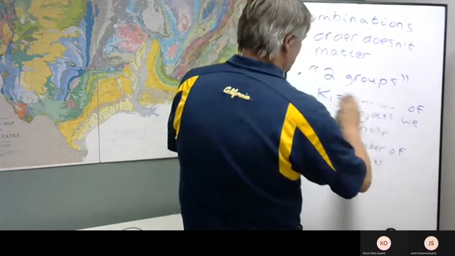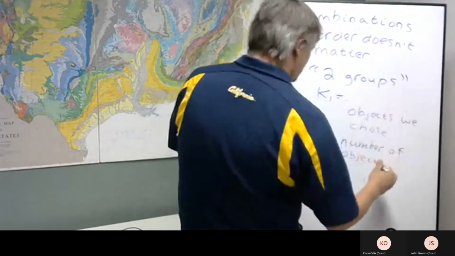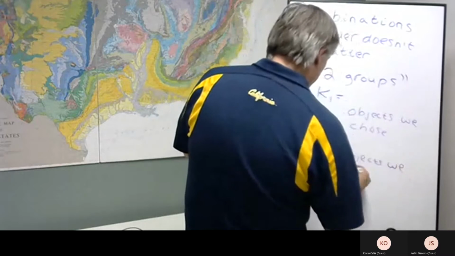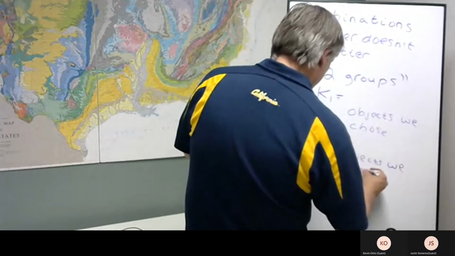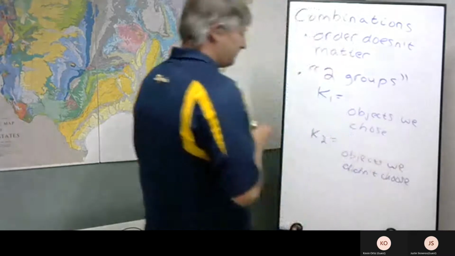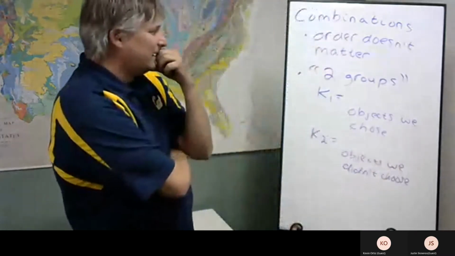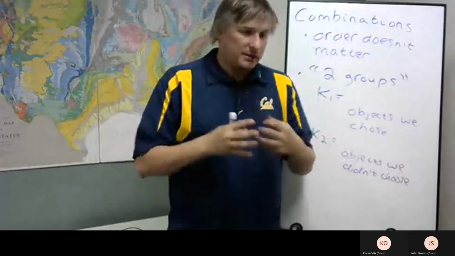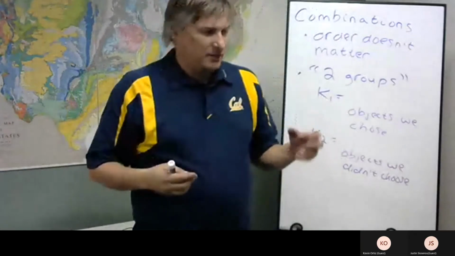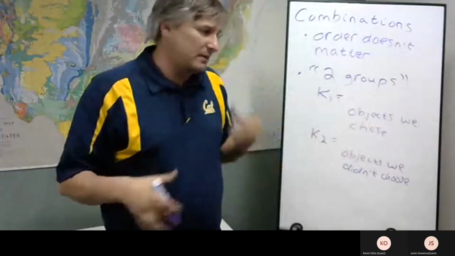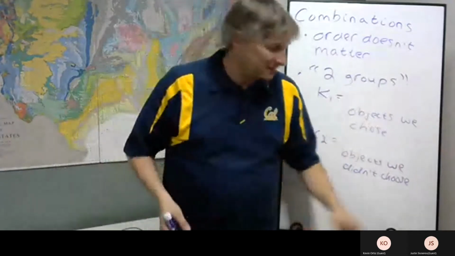Actually, I'm using this a little differently. I'm just going to say objects we choose, and then objects we didn't choose. So basically, whatever population we're dealing with, we break it into 2 groups. The first group is whatever objects we happen to choose. And the second group is the objects we didn't choose.